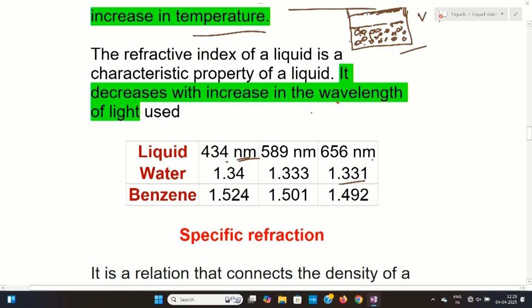At high wavelength of light, the refractive index is decreasing. In the case of benzene also the same. At 434 nanometer, the refractive index n is 1.524. At 589 nanometer, it is 1.501. At 656 nanometer, benzene's refractive index is 1.492. The refractive index decreases as the wavelength of light increases.